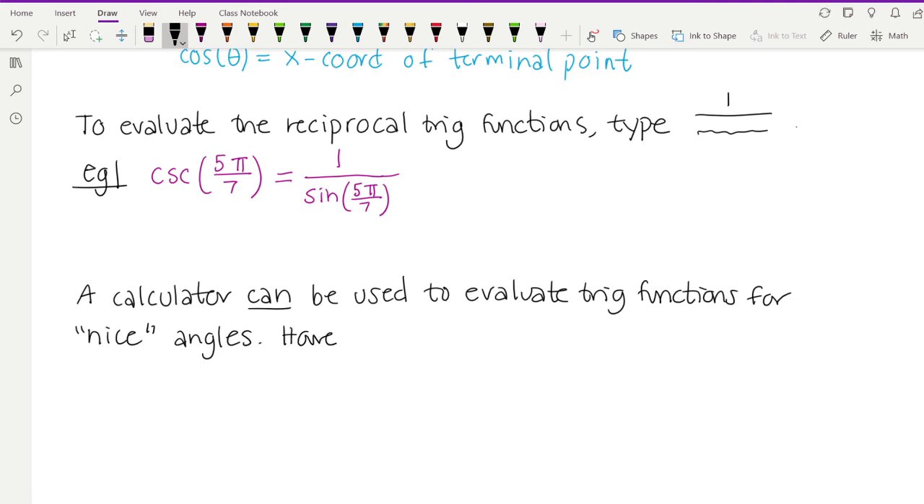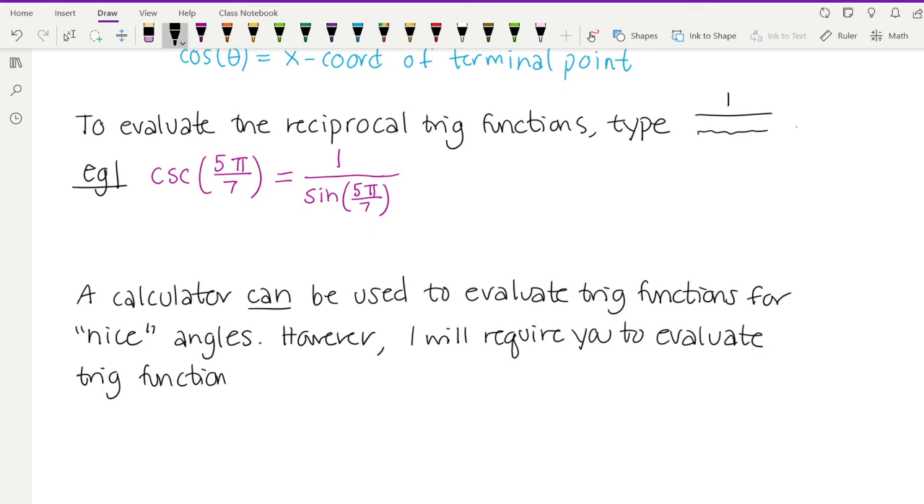However, I do expect that you know how to do them by hand. So I will require you to evaluate trig functions by hand on tests and quizzes when your angle theta is a nice angle.